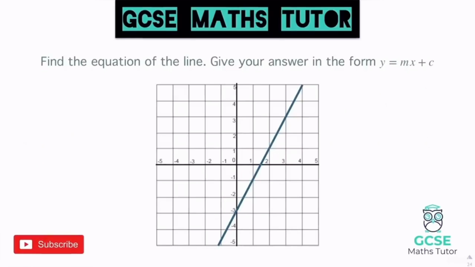Okay, so back to a straight line graph. Find the equation of this line and give it in the form y equals mx plus c. So I'm going to use that little trick process that I saw before. We're going to have a look for 2 coordinates here. I've got 1 coordinate there and another coordinate here.